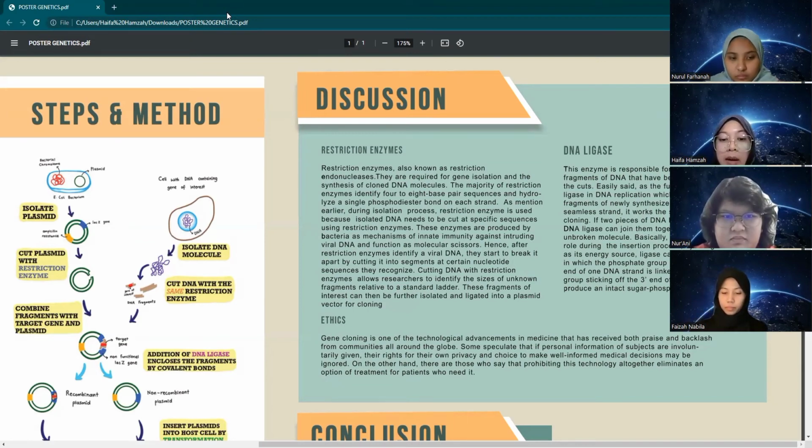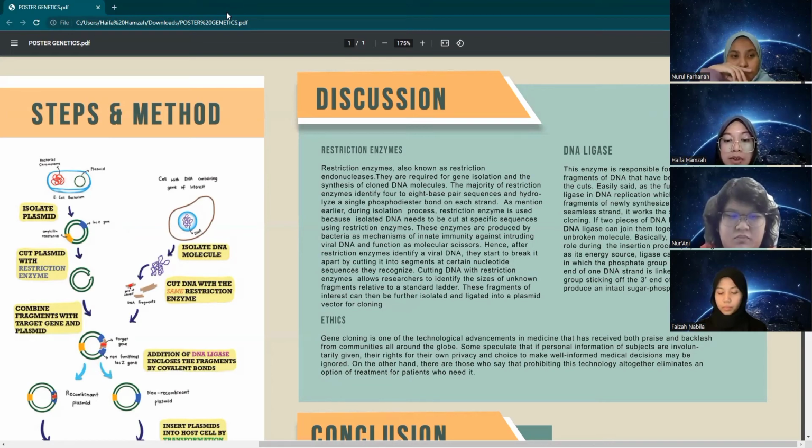These enzymes are produced by bacteria as a mechanism of innate immunity against intruding viral DNA and function as molecular scissors. Hence, after restriction enzymes identify a viral DNA, they start to break it apart by cutting it into segments at certain nucleotide sequences they recognize. Cutting DNA with restriction enzyme allows researchers to identify the size of unknown fragments relative to a standard ladder.